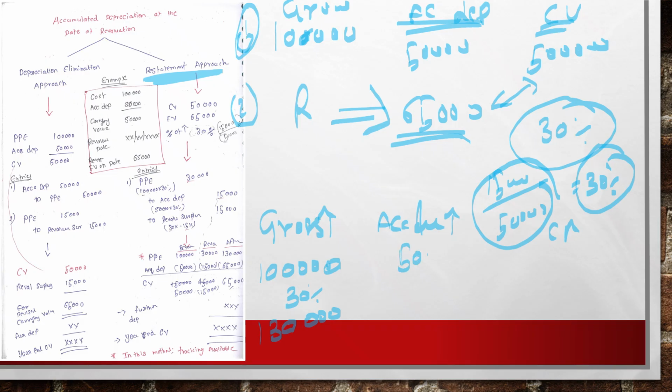Accumulated depreciation was 50,000. After adding this 30%, an additional 15,000 will increase. So the accumulated depreciation now is a total of 65,000. And then the carrying value is, this carrying value is 1 lakh plus 30,000 (1 lakh 30,000), minus 50,000 plus 15,000 (65,000).